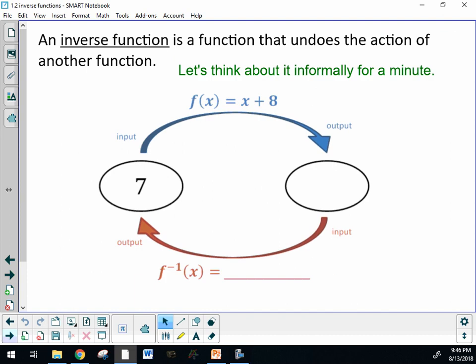All right, so an inverse function is a function that undoes the actions of the other function. So here's a function, f of x equals x plus 8. Whatever number you input into that function, maybe say we input 7 for x, the function will add 8 to it. So we would maybe get an answer of 15, and that's the output of the function.